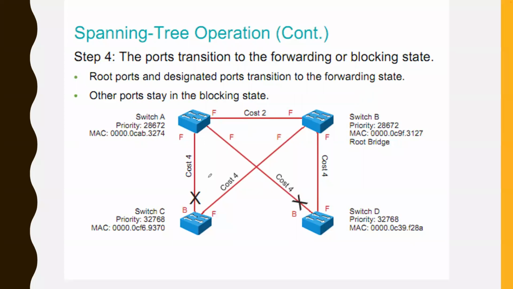Next, this one will become a designated port. This will also become a designated port. The other port will be in a blocking state. That's how our topology becomes a loop-free topology. That's the primary algorithm of how STP works. Any questions, guys?